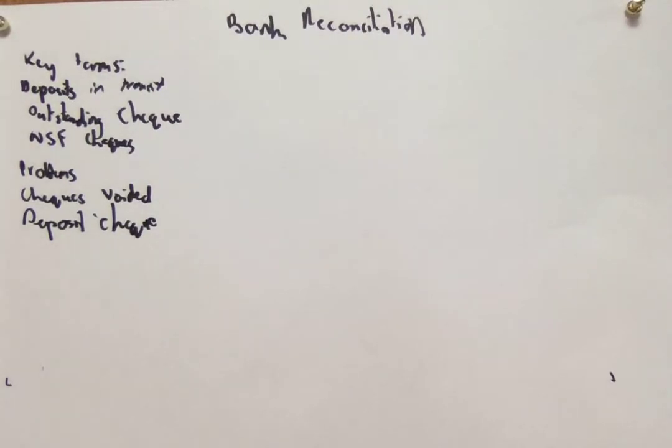Well, the first step is to compare the company's list of issued checks and deposits to the checks shown in the statement to identify the key errors, such as uncleared checks and deposits in transit. So how does this look in the bank statement?